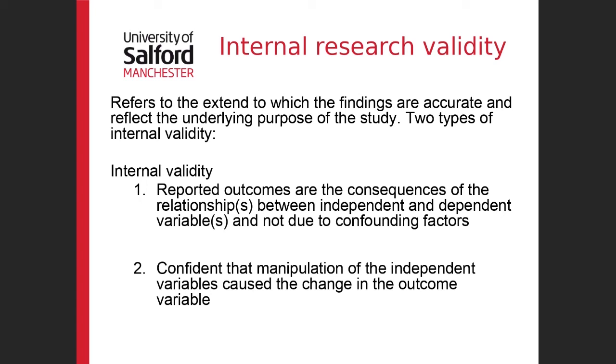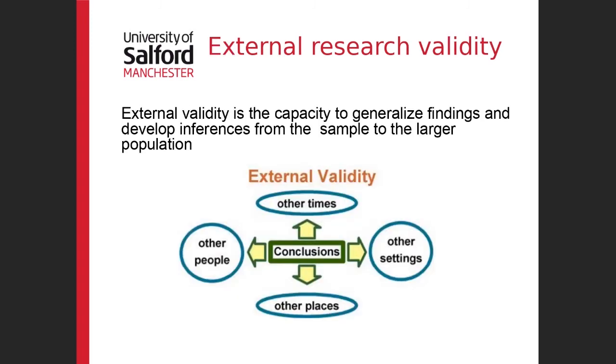The second is that you're confident that the manipulation of the independent variable caused the outcome to change. So if I use that example of the footwear design, where we independently manipulate one aspect of the shoe, and we see a change in in-shoe foot pressures, we need to be really confident that that change has occurred because we've changed this one aspect of footwear, and not because, for example, the person just walked faster or some other confounding factor influenced it. So again, we need to think about that internal validity.